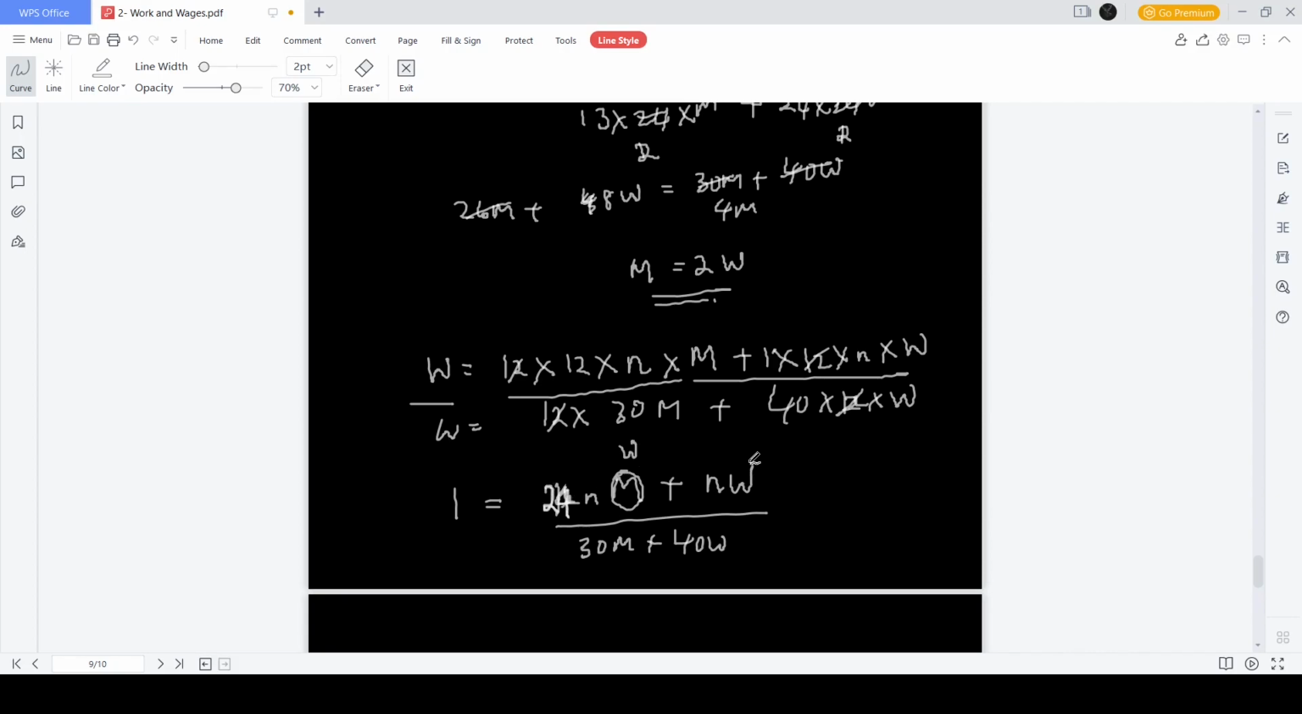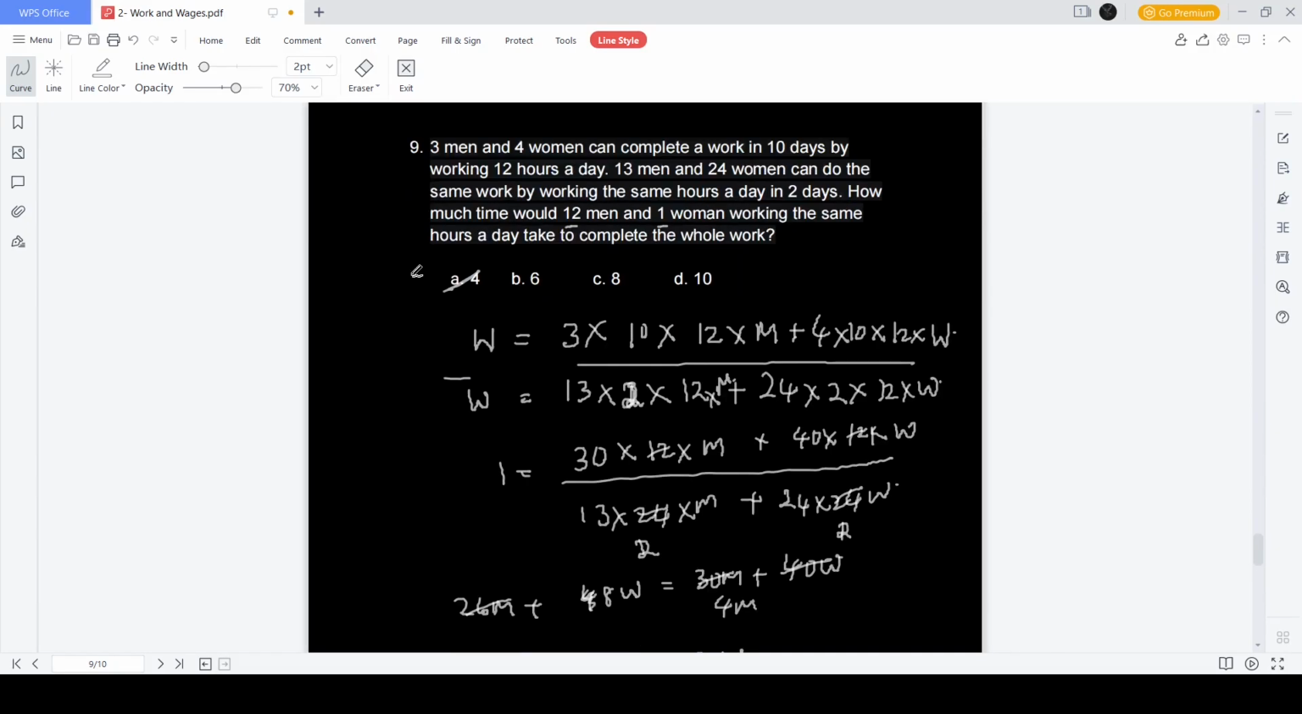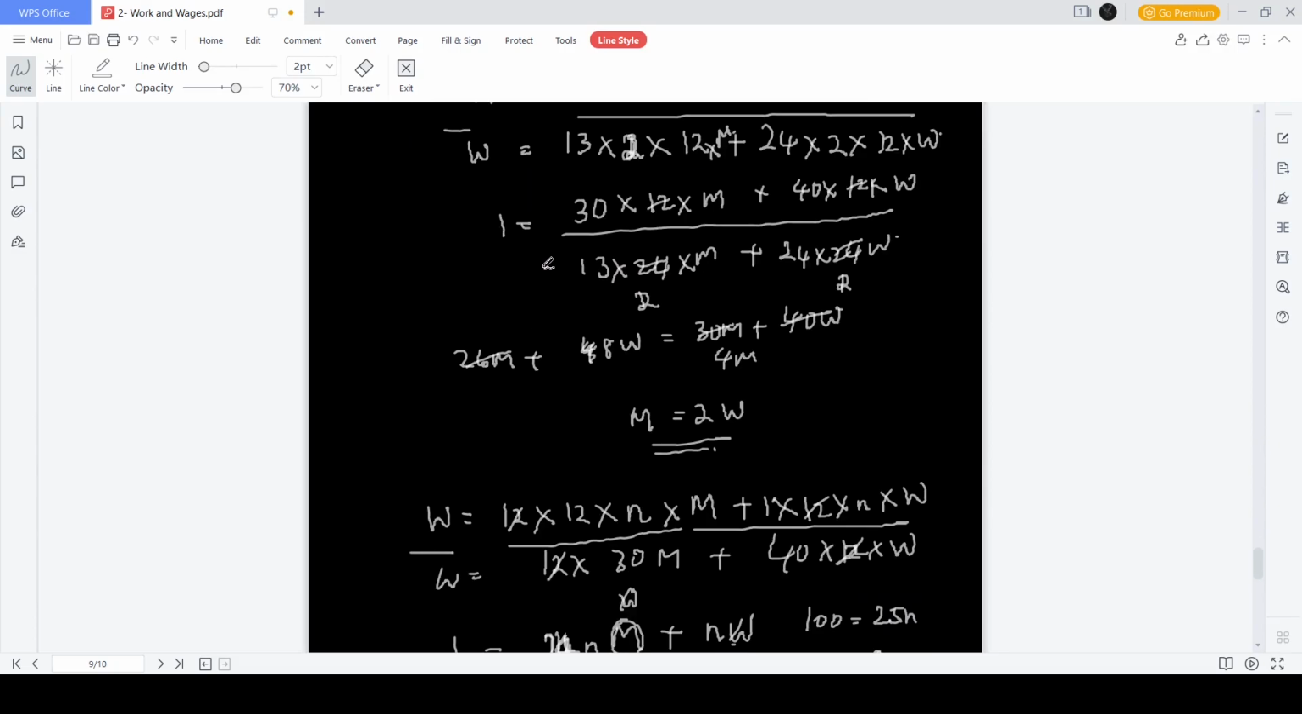Okay, and this remains as it is. This becomes 60W and W can cancel everywhere. Then we take it this side. So we get 100 is equal to 24N plus N, so 25N. So N is equal to 4. So the number of days it takes is 4 days. Little tricky, but it's doable.